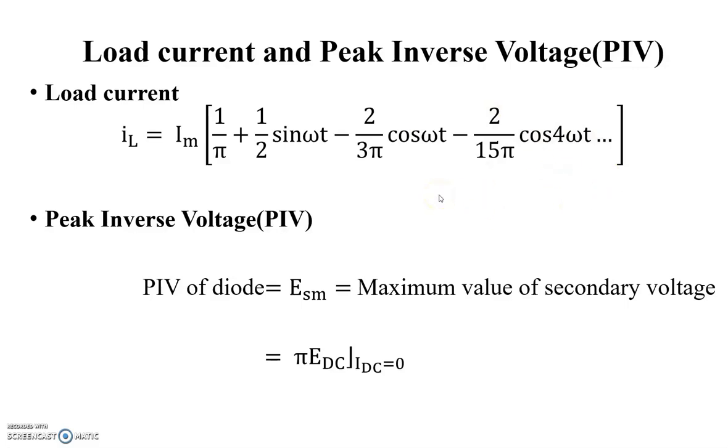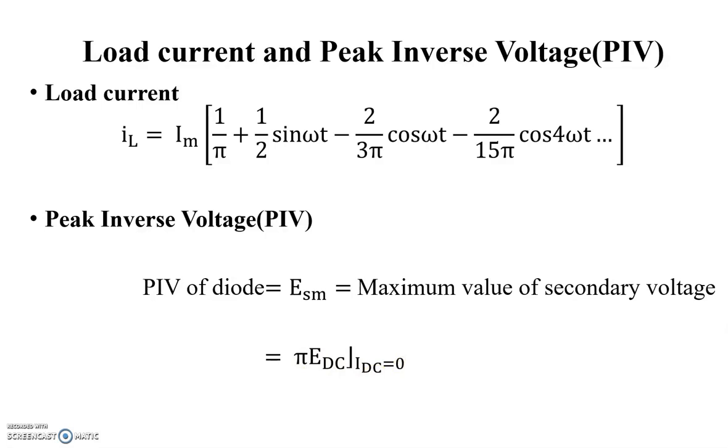Next one, PIV, peak inverse voltage. It is the peak voltage across the device in the reverse bias condition. In this case, the load current is ideally 0 when the diode is reverse biased, and hence the maximum value of voltage that can exist across the diode is nothing but ESM. That is equal to pi into EDC, as IDC is equal to 0. This is called the peak inverse voltage rating of the diode.